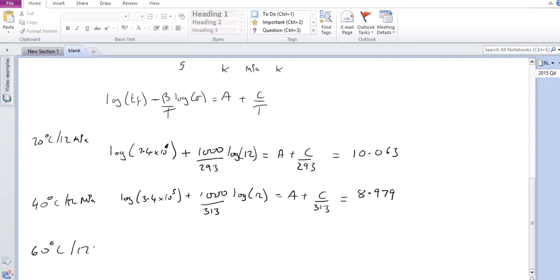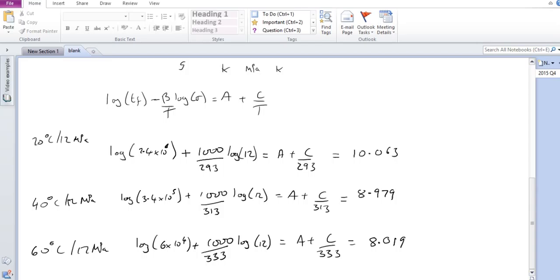And we then have the 60 degree one, 12 megapascals, and we have the log of time to failure, which is 6 times 10 to the 4 plus 1,000 over 333, now the temperature, times log of 12 is equal to A plus C over 333, and that is equal to 8.019. So now what we can do is plot a graph.